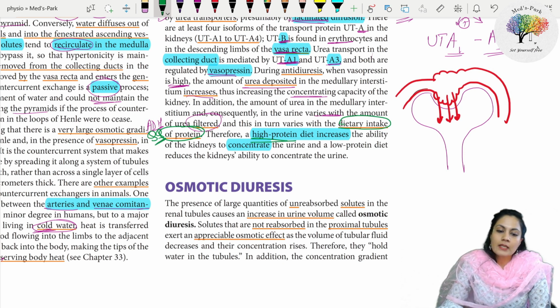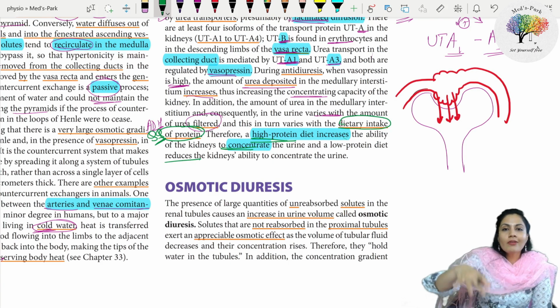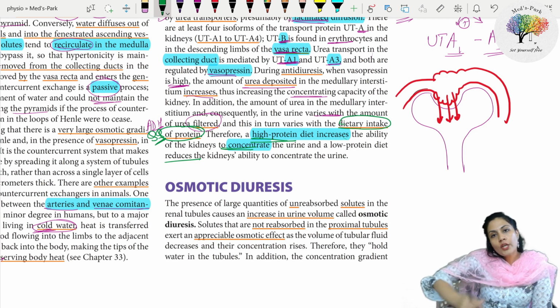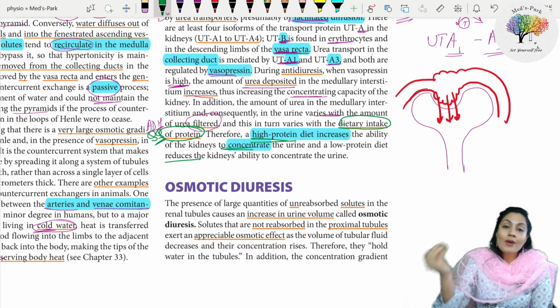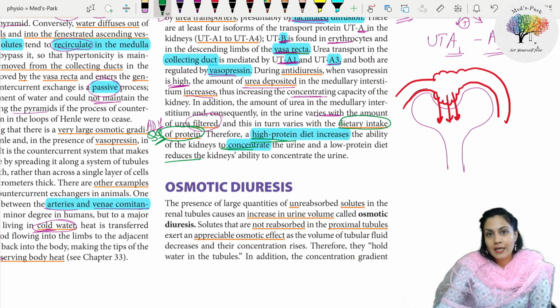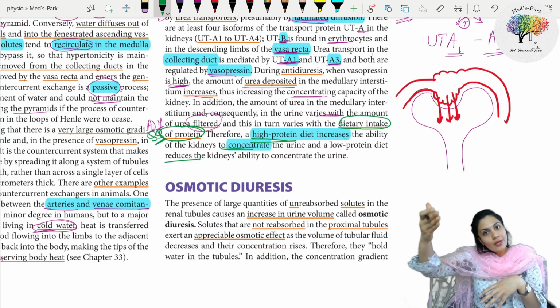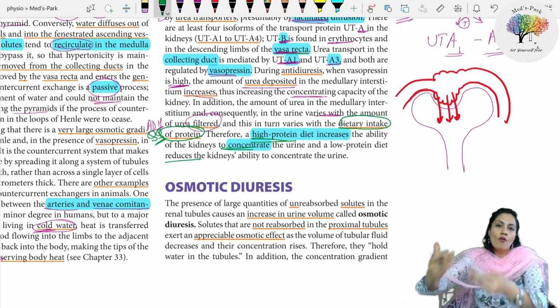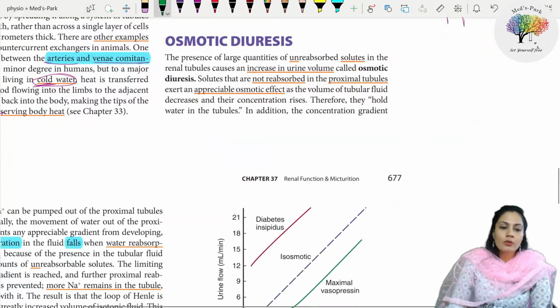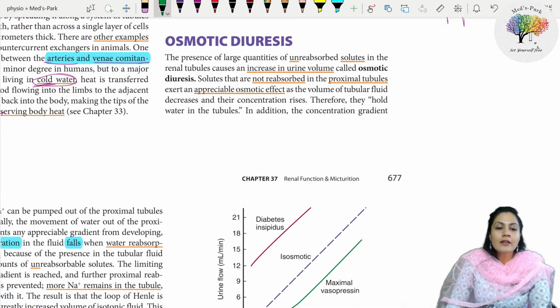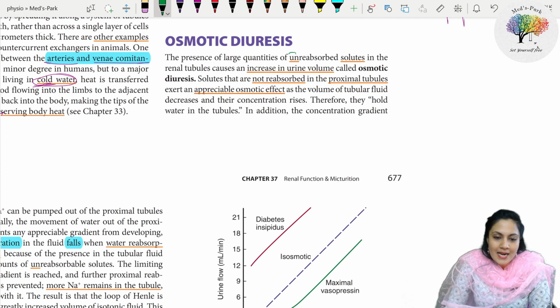Therefore, high protein diet increases the ability of the kidney to concentrate the urine, and low protein diet reduces the kidney's ability. Now understand, whenever we eat protein, it is going to create a byproduct which is nothing but urea, and the urea is going to help us to concentrate the urine. And if we eat more protein, more urea will be created, more capacity of the kidney to concentrate the urine will be developed.